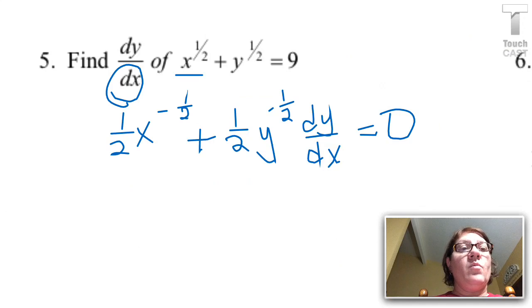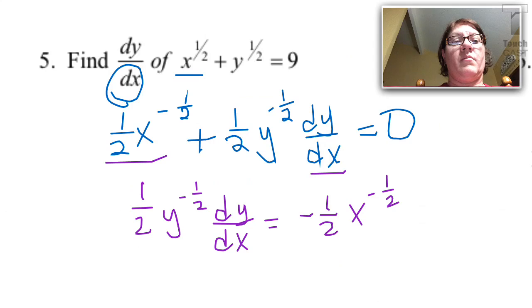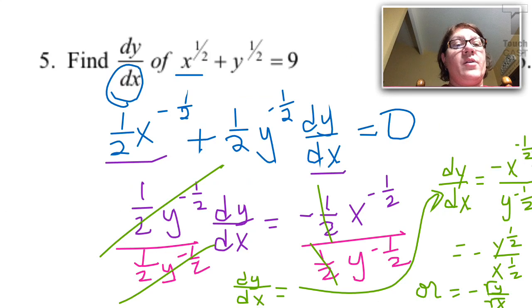So I still want to get dy dx by itself, so I'll move this to the other side. And then I'll divide both sides by 1/2 y to the negative 1/2. And some things cancel out, and I have to move the negative exponents, pause the video.